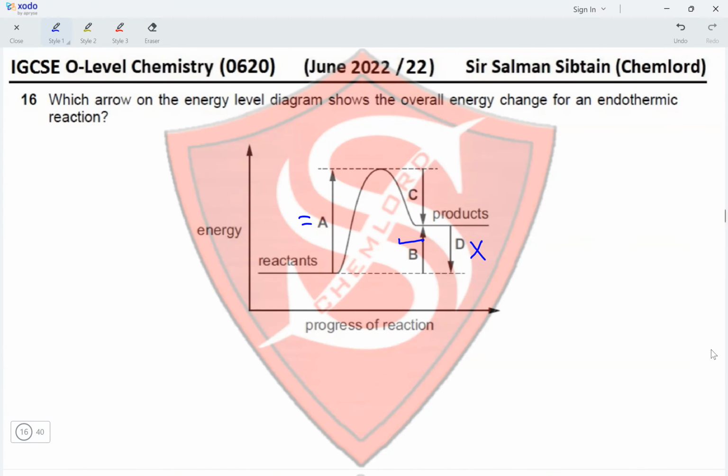Arrow A represents the activation energy of this reaction, and arrow C has no particular energy representation. So the correct option for this question is option B.